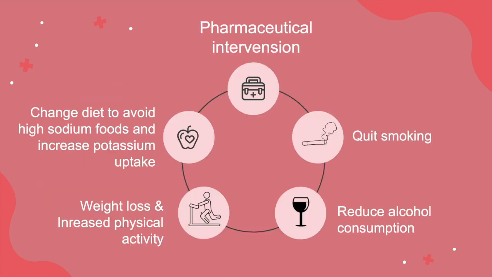If you have primary hypertension, it is important to pair these drugs with lifestyle changes to ensure lasting and meaningful results. This includes quitting smoking, changing your diet to avoid high sodium foods and increase potassium intake, weight loss and increased physical activity, and reducing alcohol consumption.